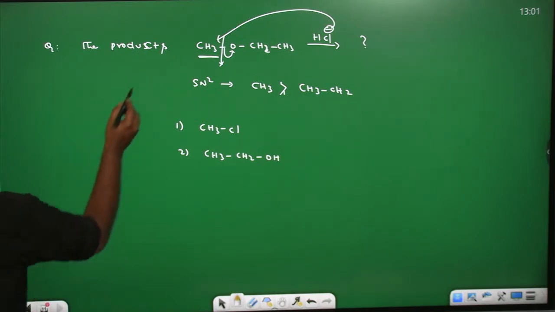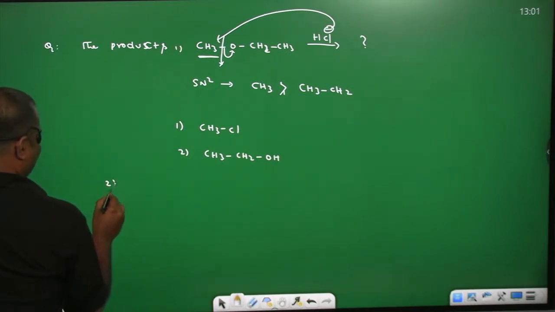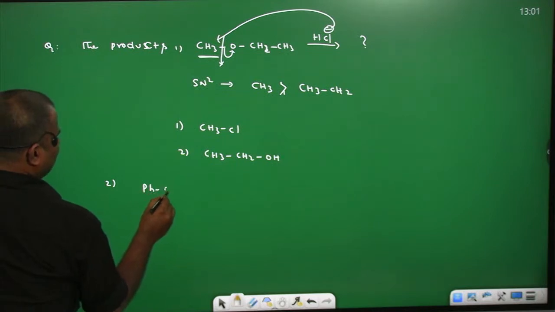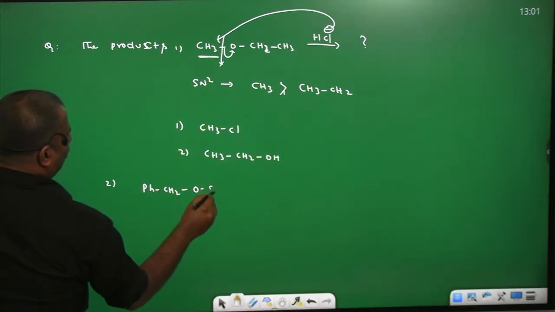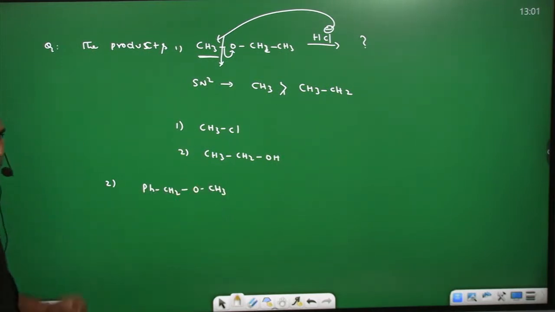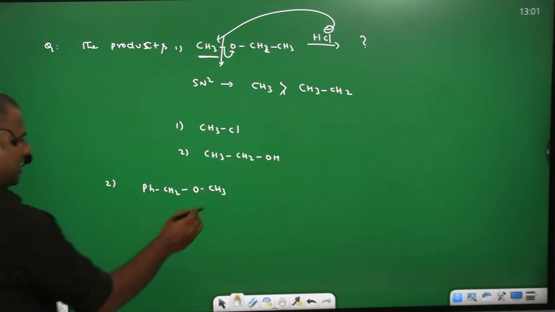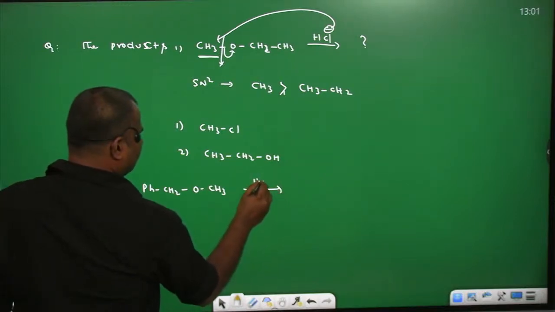This is the first one. Second one, if you have something like PhCH2OCH3 given. In such a case what will happen? Let me add HI. What comes?